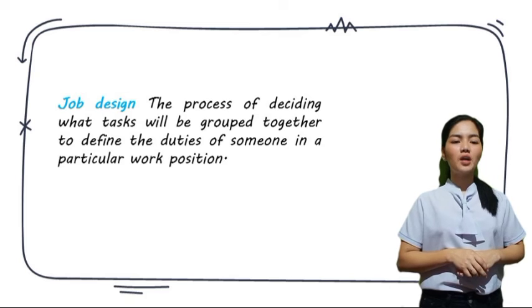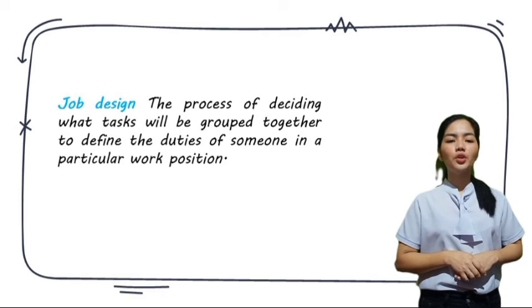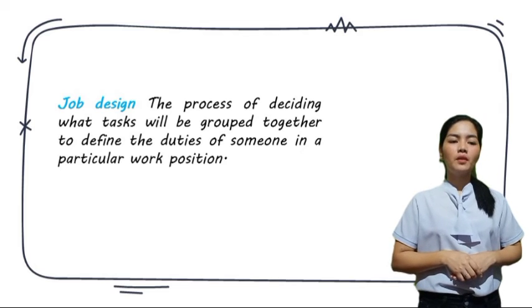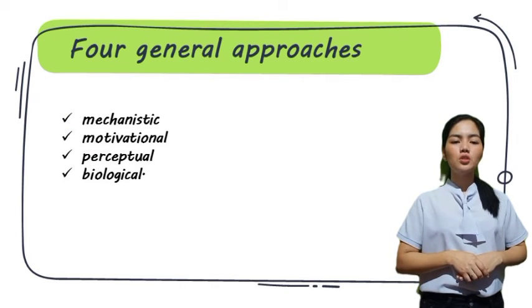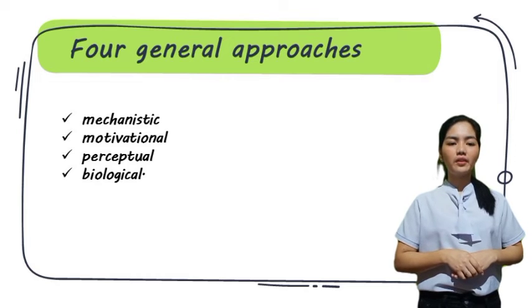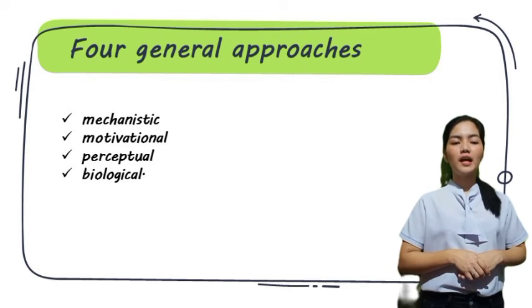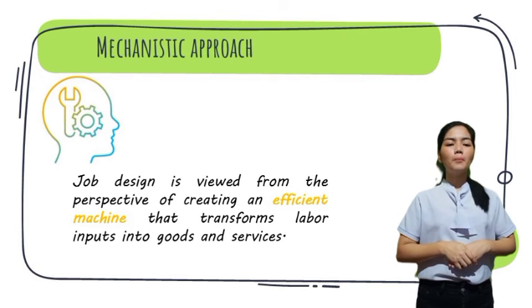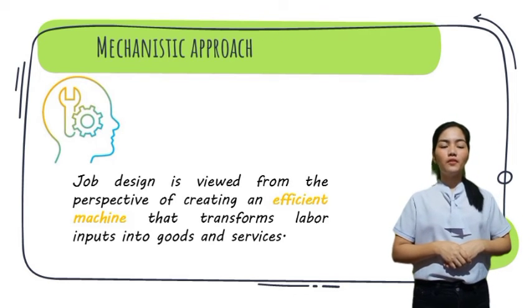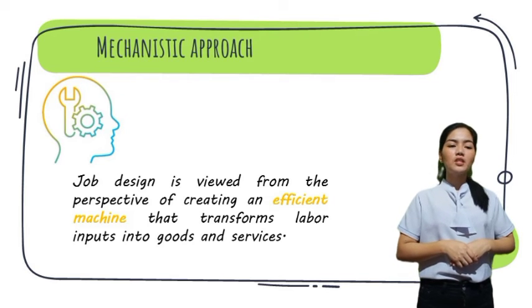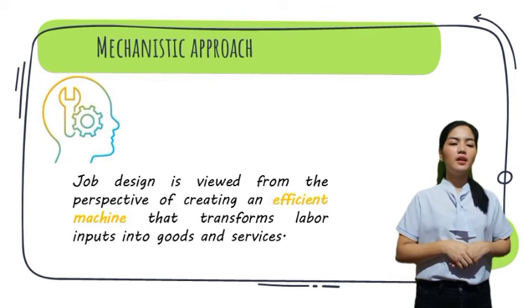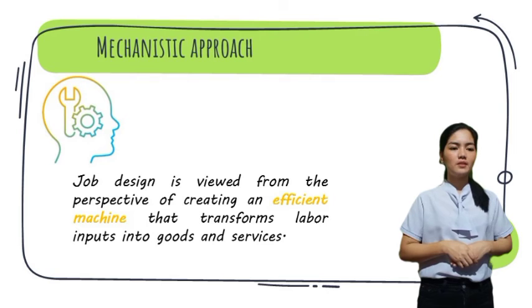The process of job design focuses on determining what tasks will be grouped together to form employee jobs. And there are four general approaches to grouping work tasks. These are mechanistic, motivational, perceptual, and biological. In the mechanistic approach, with integration of technology, job design is viewed from the perspective of creating an efficient machine that transforms labor inputs into goods and services, like factories.